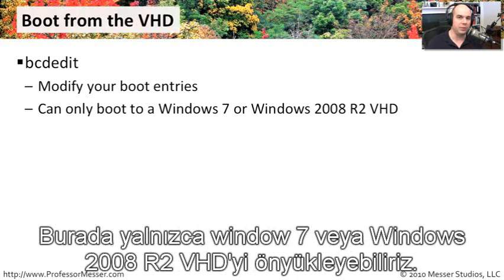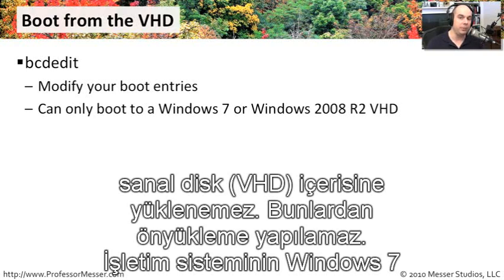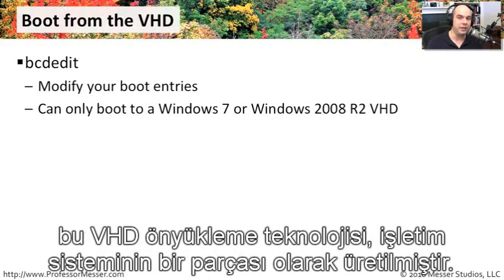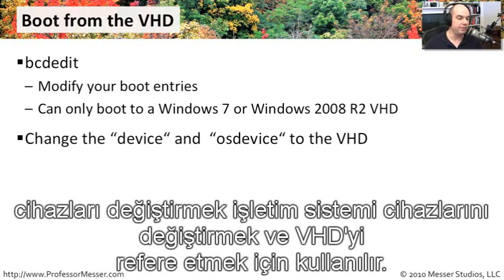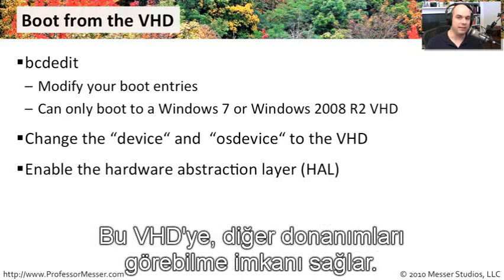Now, we can only boot to a Windows 7 or Windows 2008 R2 VHD. We can't load up Windows 2000 or Windows XP or a different version of Windows into a VHD and boot from that. It has to be Windows 7 or Windows 2008 R2 because those operating systems have been specially built with this VHD booting technology as part of the OS. What we're going to do is use BCDedit not only to create a new boot entry, we'll change the device and the OS device to point to the VHD, and then we'll make sure that we enable the hardware abstraction layer, the HAL, and that allows that VHD to be able to see the hardware that's around it.